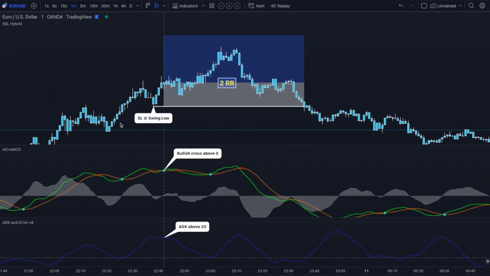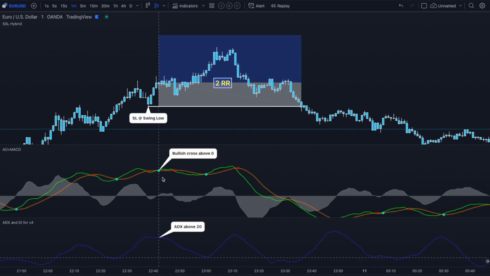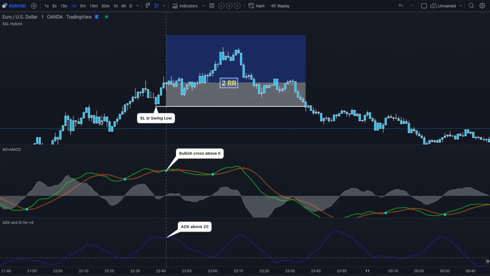Alright guys, let's go straight into a few trade examples. Here, basically what we are going to look for is a bullish crossover above the zero level on the AO plus MACD. We want to see the ADX line to be above 20, which is this level here, and we want to see the candles colored in baby blue.